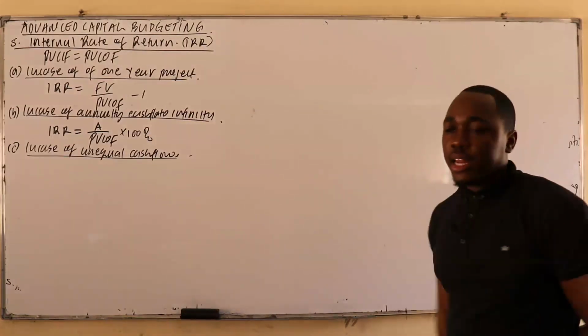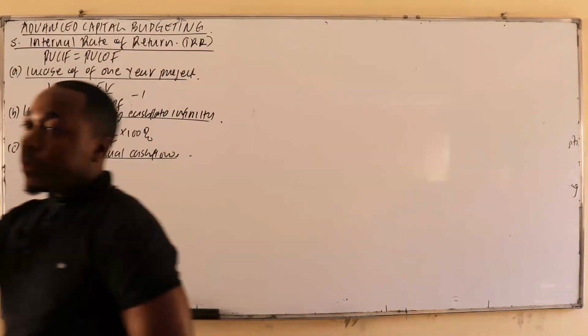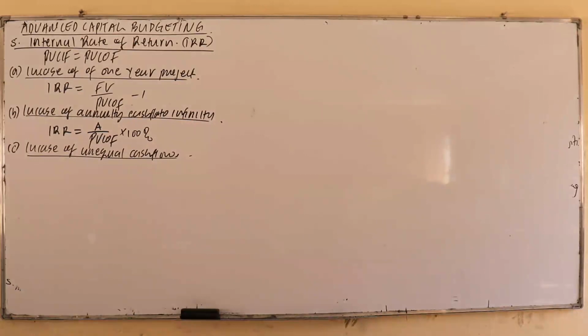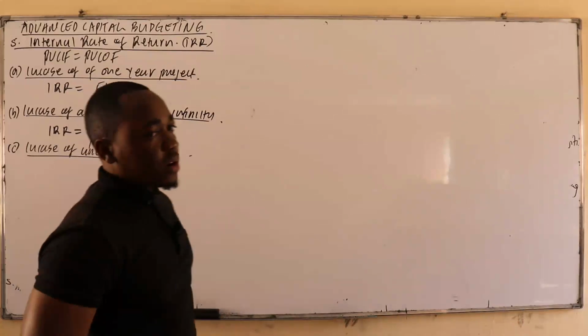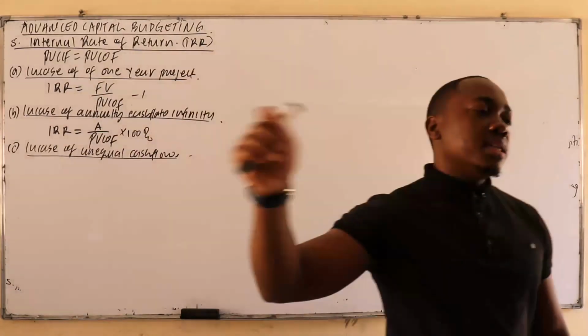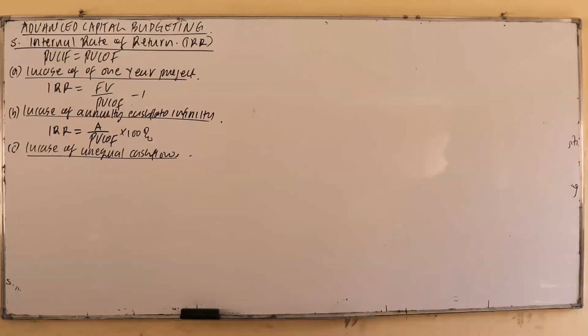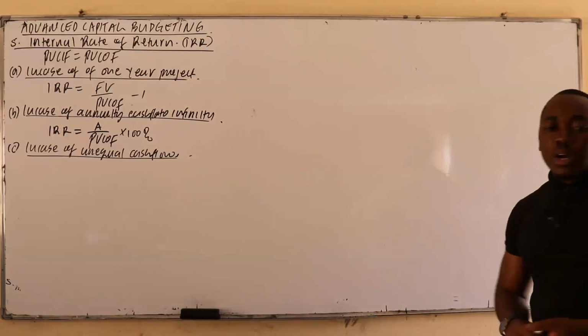Number three, if the NPV computed in step 1 is negative, rediscount using a lower rate.